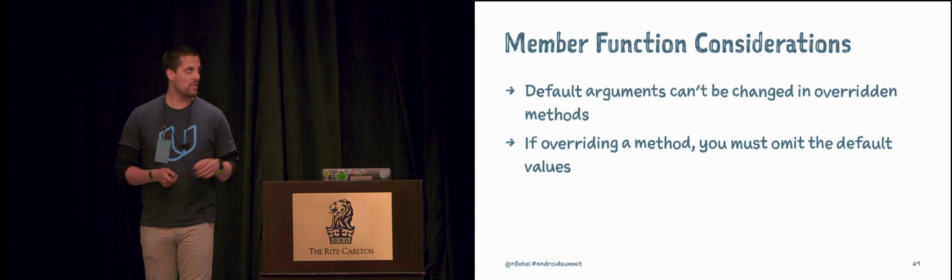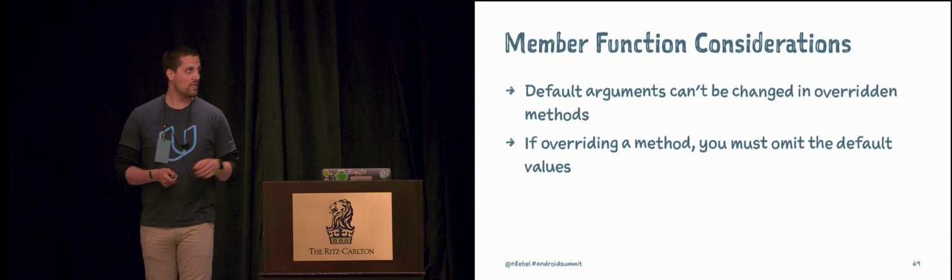Default arguments can't be changed in overridden methods. And if you have the default values in the base class, you have to just omit them when overriding that altogether. So that's one thing to be aware of if you're going to be providing defaults in your base class.